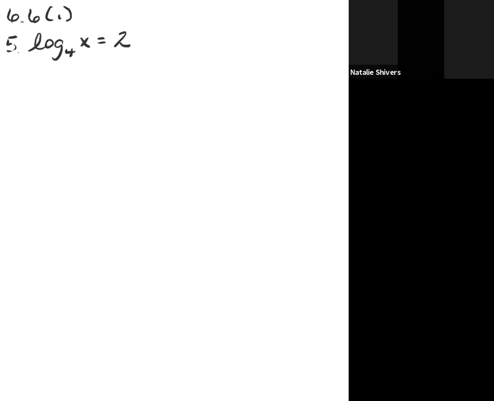So we've done a little bit of this already, so this one should look somewhat familiar. So the base to the opposite side equals what we're taking the log of. So 4 squared is 16 equals x. Pretty easy. You could double check that by doing the change of base rule. So log of 16 over log of 4 should equal 2.